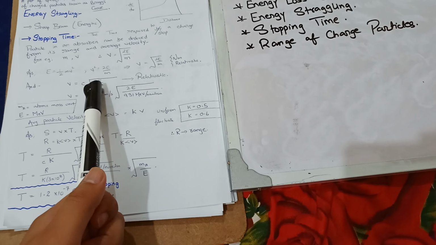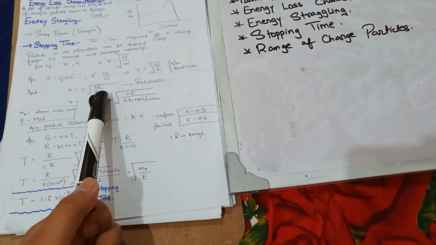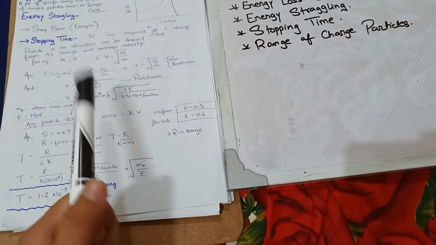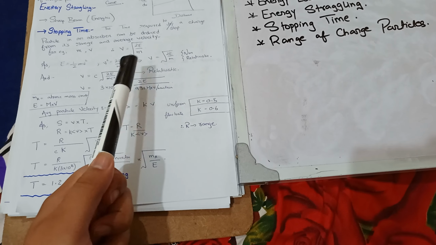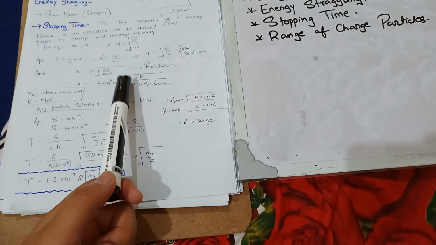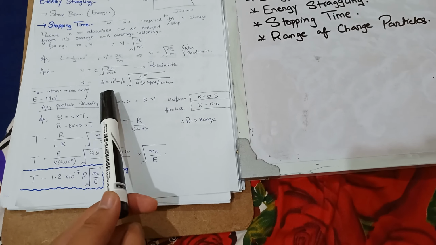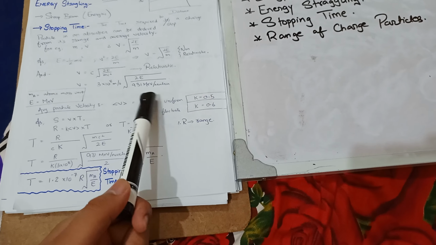Okay, so no change if we put c in the numerator and c square inside the square root in the denominator. Now this is the velocity of the particle, but this is now a relativistic term. Just put the value of c, which is 3 multiplied by 10 raised to power 8. You will see your relation.